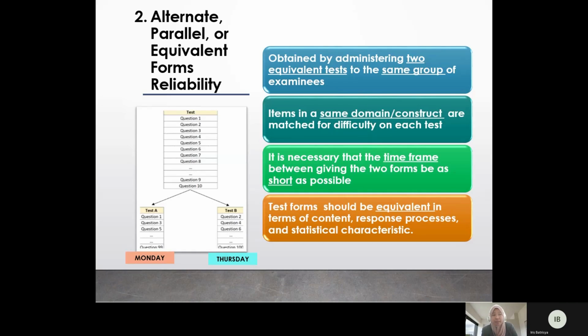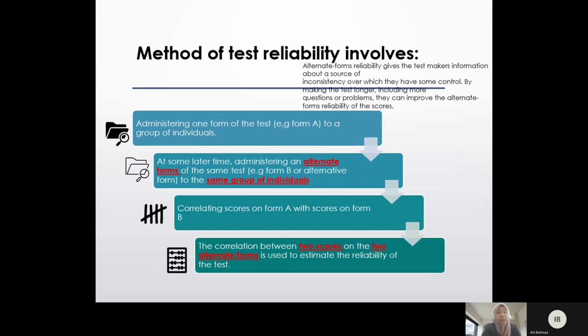Ini dinamakan alternate, parallel or equivalent form reliability. Set soalan yang berlainan, responden yang sama, masa yang berbeza. Okay, jadi bila dia dah conduct kedua-dua test tu pada hari Isnin dan hari Khamis, dia dapat 2 set of question, 2 set of respon, dan kedua-dua set tu dia akan kira, dia akan dapatkan correlation di antara kedua-dua set tu lah untuk mendapatkan kesahan daripada item-item yang diuji dalam test tersebut.